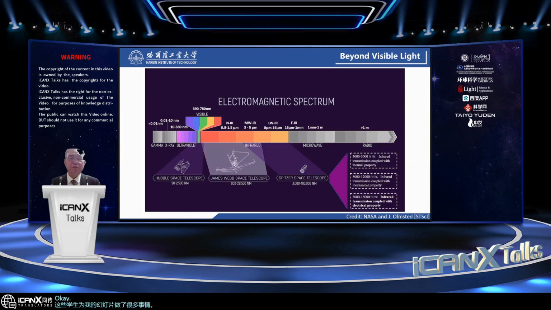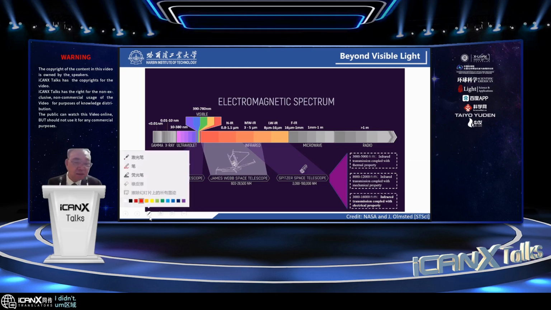With regard to infrared, it's a kind of invisible light to human eyes. Let's first take a look at where it is. This infrared region. Let me get my pointer here.